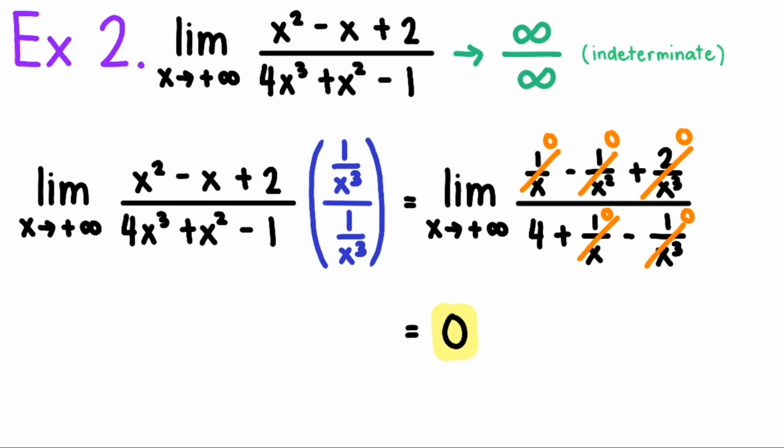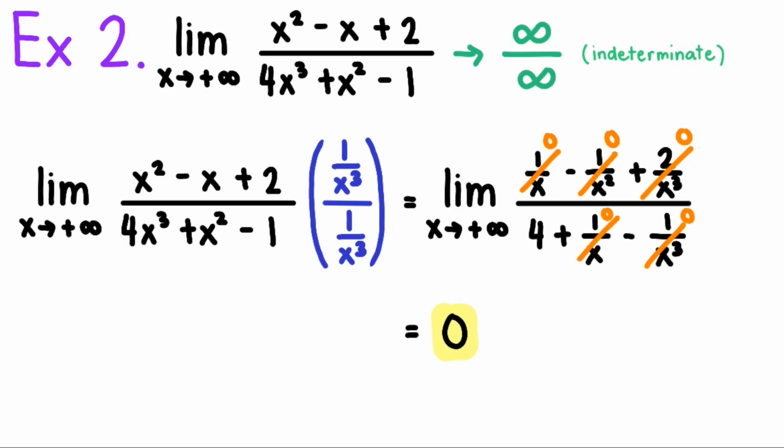So as you can see, although it might seem scary at first since we are dealing with infinite values, just by this simple trick out here, the limit simplifies to just 0. So I hope you got that one correctly.